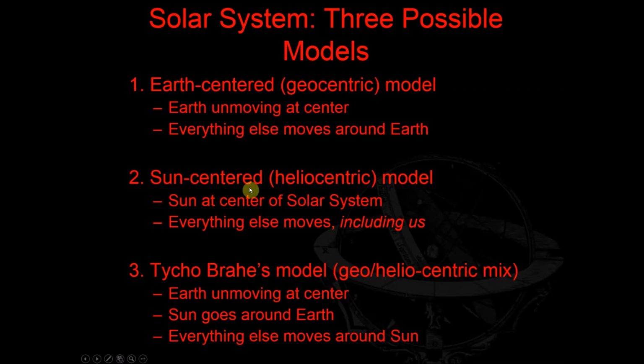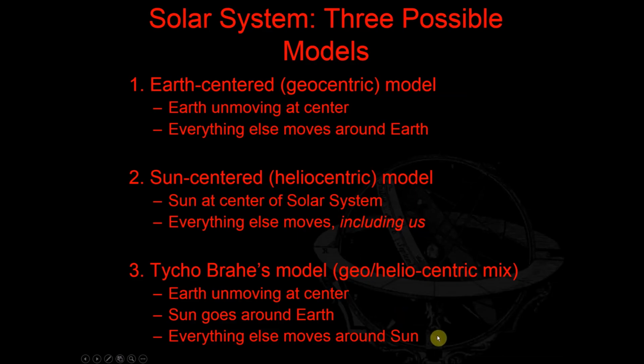The second was the sun-centered model, or heliocentric system as it was referred to. The sun is at the center of the solar system, and everything else moves, including us. So the Earth was revolving, and it was moving around the sun in its progress over the year.